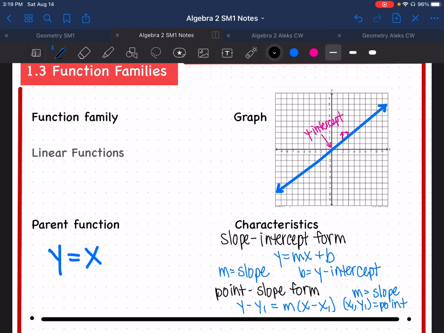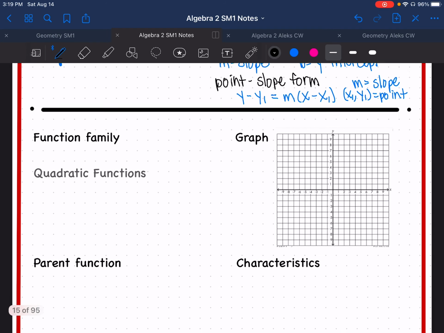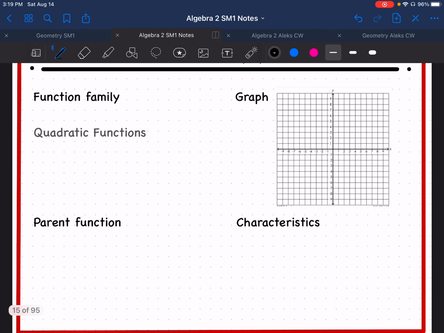All right, let's go on to the next function family, which is my quadratic function family. The parent function for this graph would be y equals x squared. The graph of this function would look something like this.